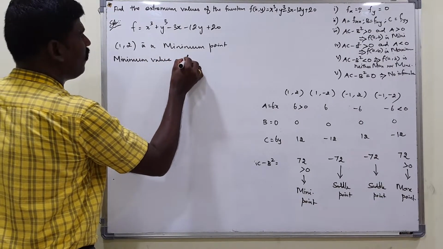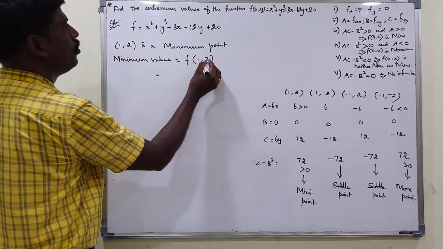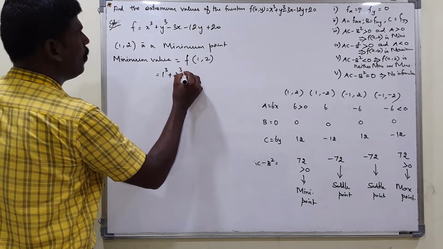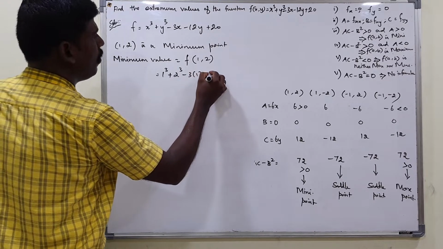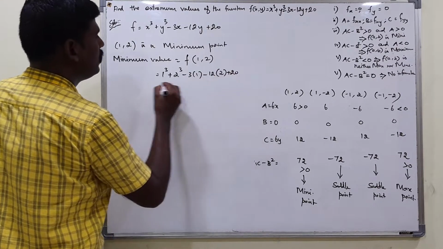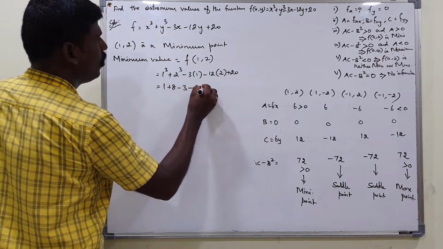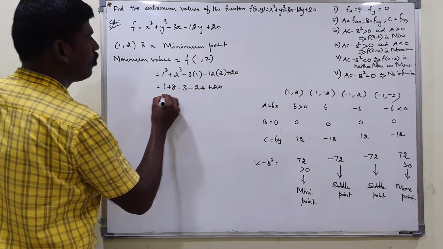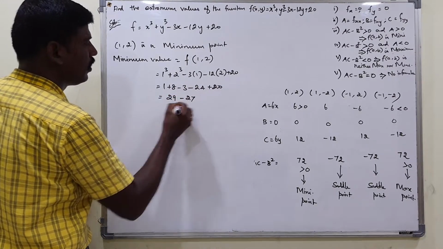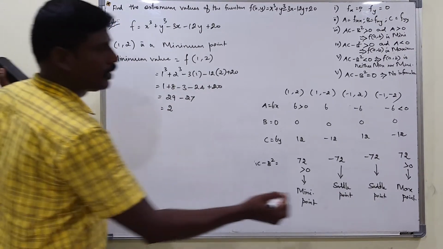Minimum value is equal to f of (1, 2), obtained by substituting x equal to 1 and y equal to 2 in the given function. So 1 cube plus 2 cube minus 3 into 1 minus 12 into 2 plus 20, isn't it? So 1 plus 8 minus 3 minus 24 plus 20, that is 29 minus 27, that is equal to 2, is the minimum value. Okay, right?